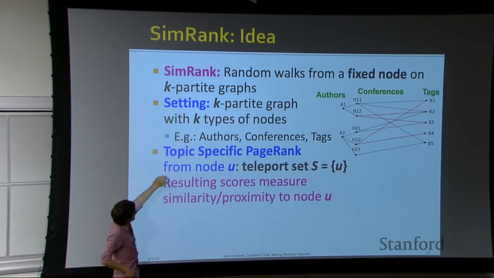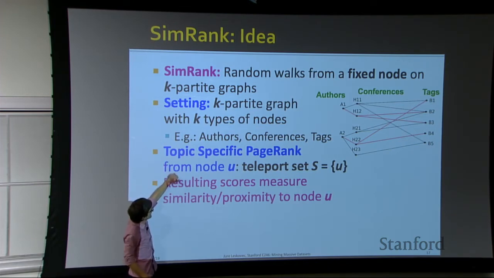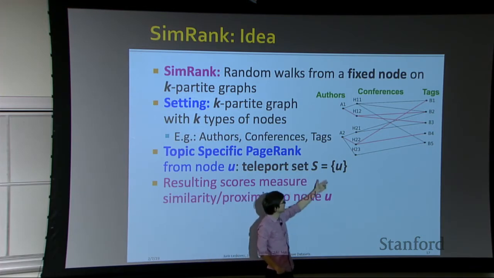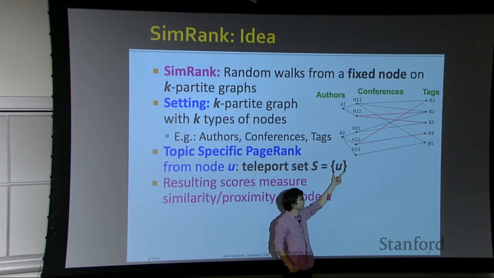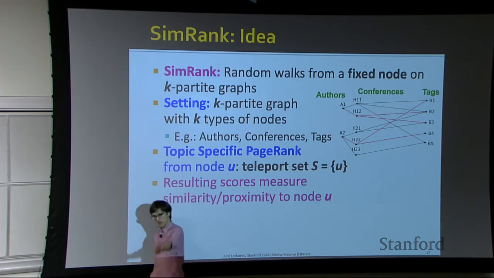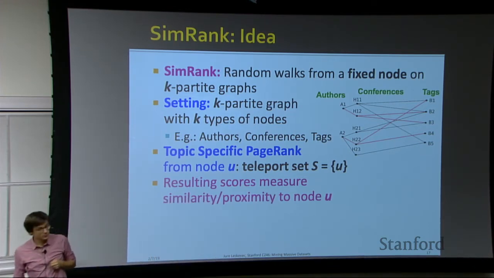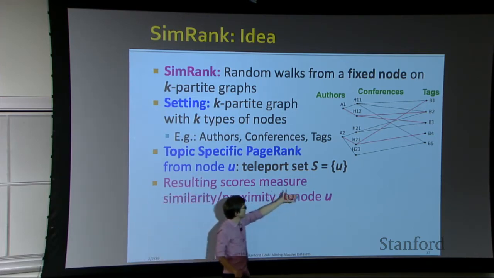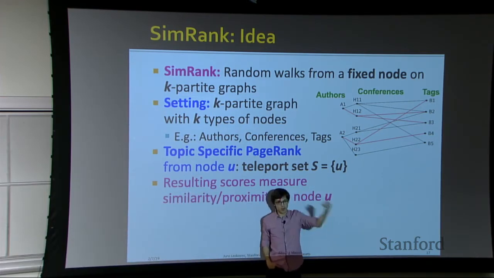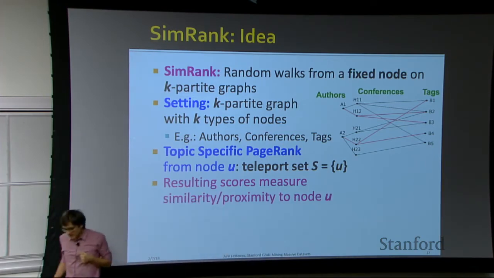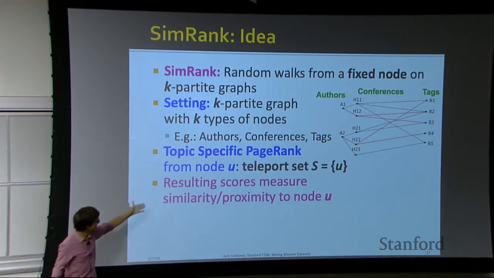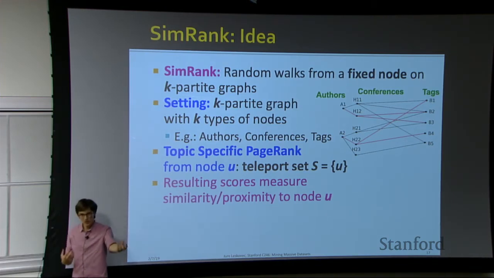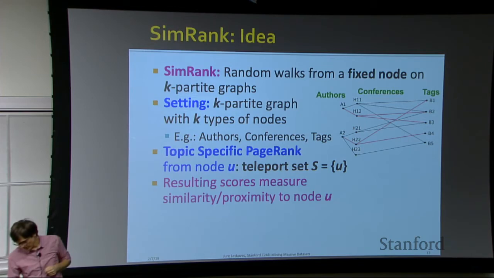So what we will do is talk about topic-specific PageRank from a given node U, which basically means that our teleport set will be that node U and nothing else. So whenever the walker jumps, it will jump back to the starting node U. Sometimes people call this random walk with restarts because when you jump, you essentially restart the walk. You go back to the beginning. Okay? And now the resulting scores, in some sense, will measure some kind of proximity of a given node back to the starting node U.